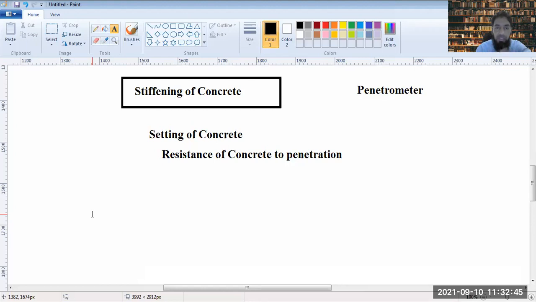So stiffening is a good property of concrete. The more it is offering resistance to penetration, that means in the long run it will be offering more hardness, and finally, it will be offering more strength.